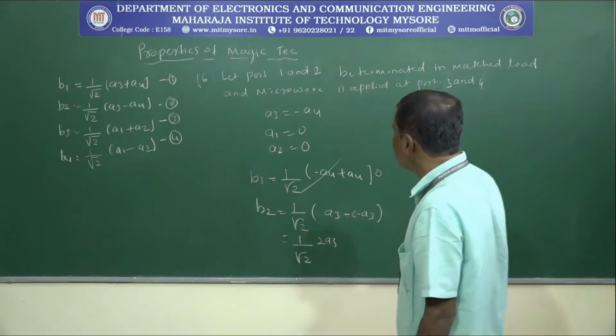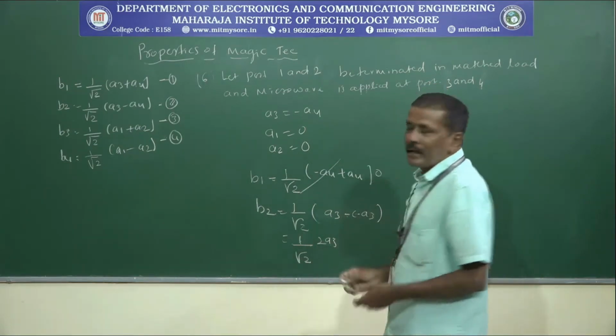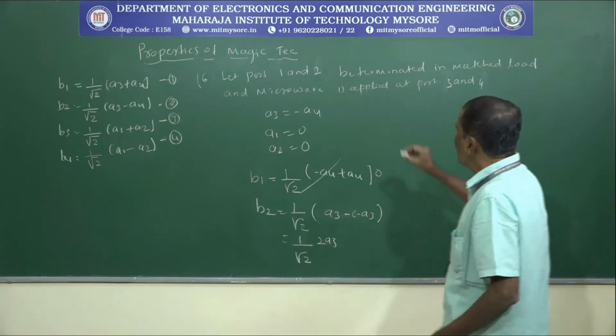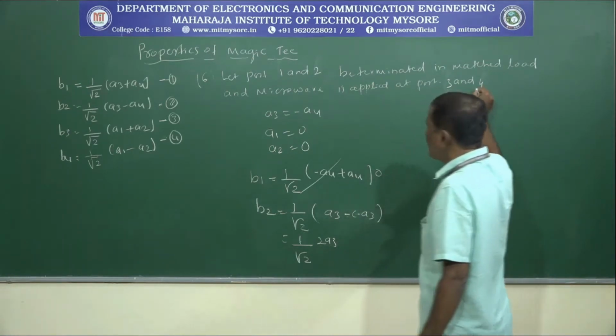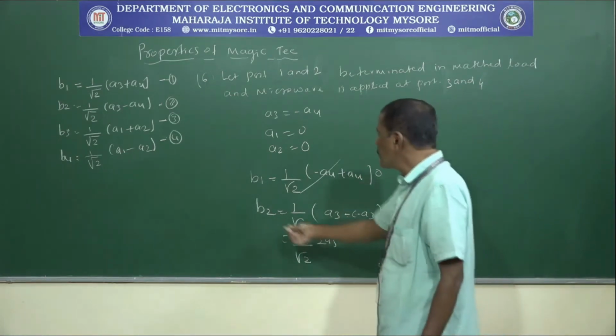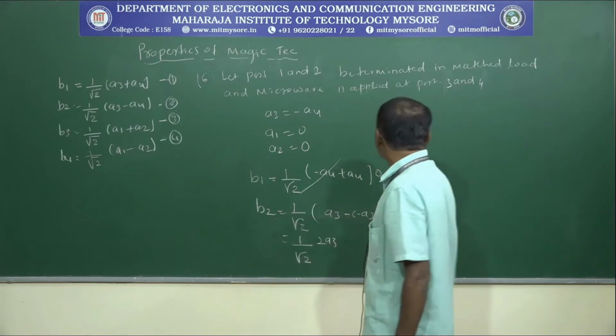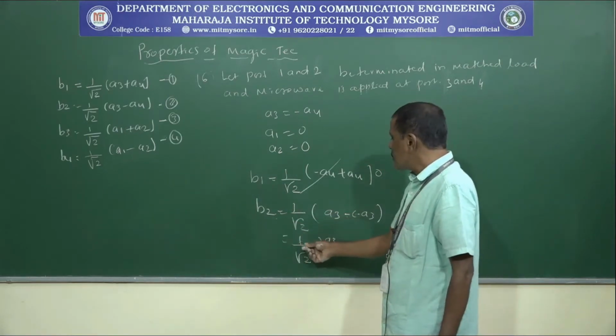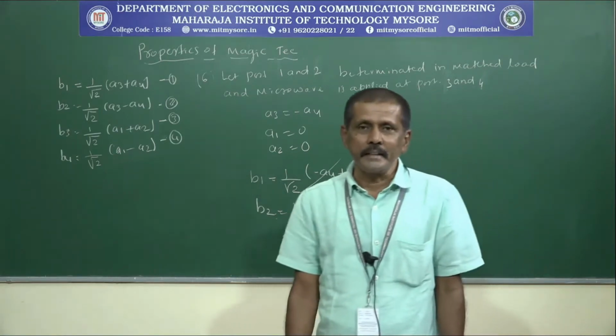So what this indicates is that if port 1 and 2 are terminated in a matched load and a microwave signal is applied at port 3 and 4, where these two signals are out of phase with each other, then the output you are getting is at port number 2. This is equal to 1 by root 2 times A3.